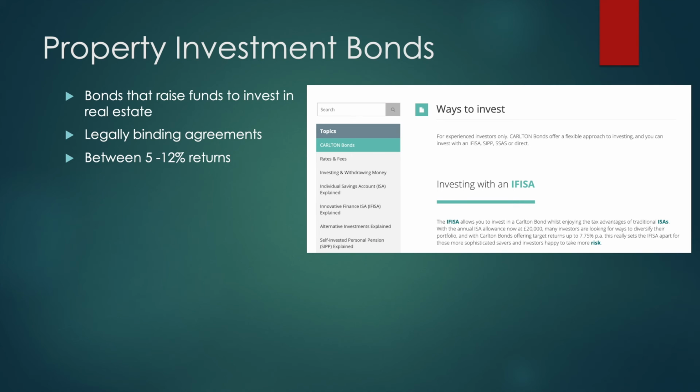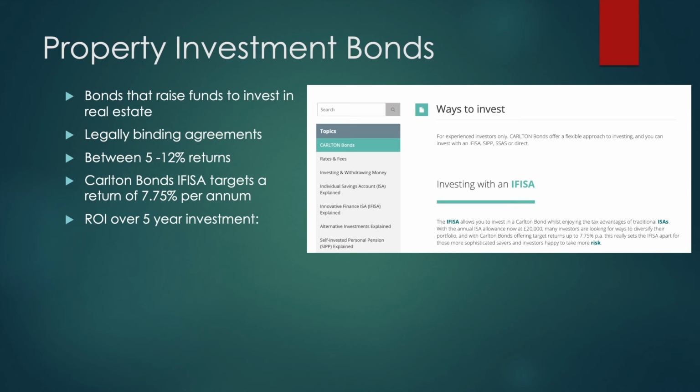You can often find between 5 to 12% returns on property investment bonds. And obviously, as you can see here, the Carlton bonds are aiming for a 7.75% return per annum. So this would give a return on investment over 5 years of a profit of £4,524.